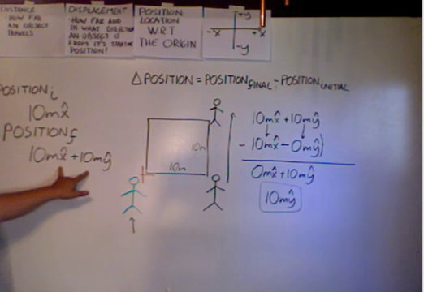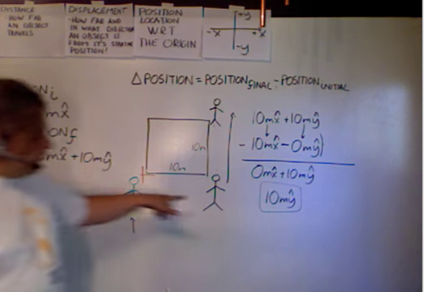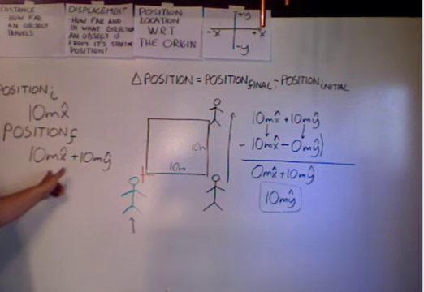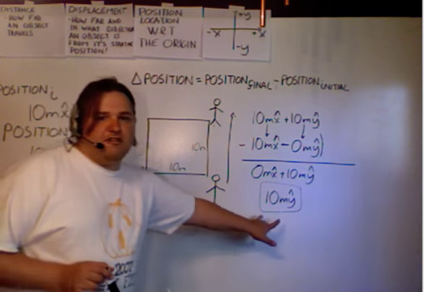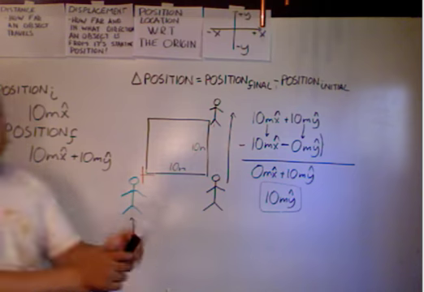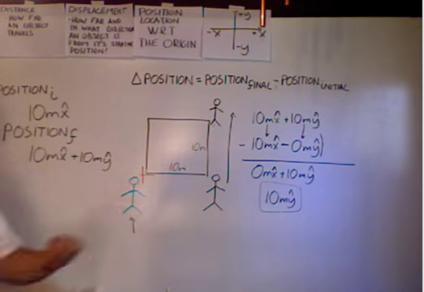Here is his final position. 10 meters x, 10 meters y. This is my displacement, 10 meters y. Here's my position, 10 meters x hat plus 10 meters y hat. Why do I have a different value for my final position as I did for my displacement? Drum roll, please. Origin.